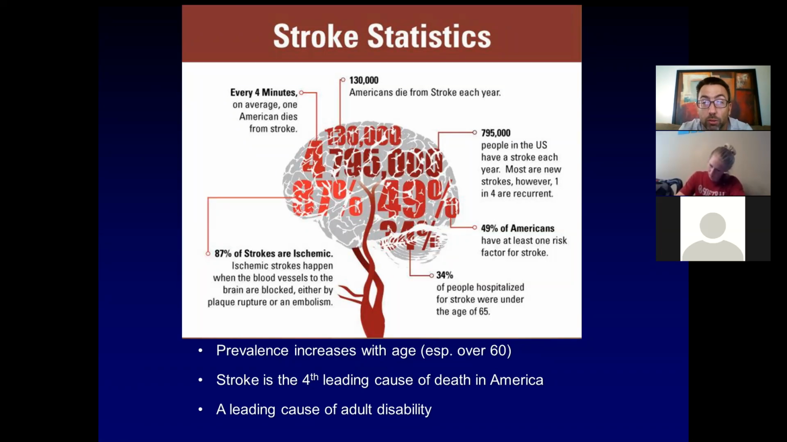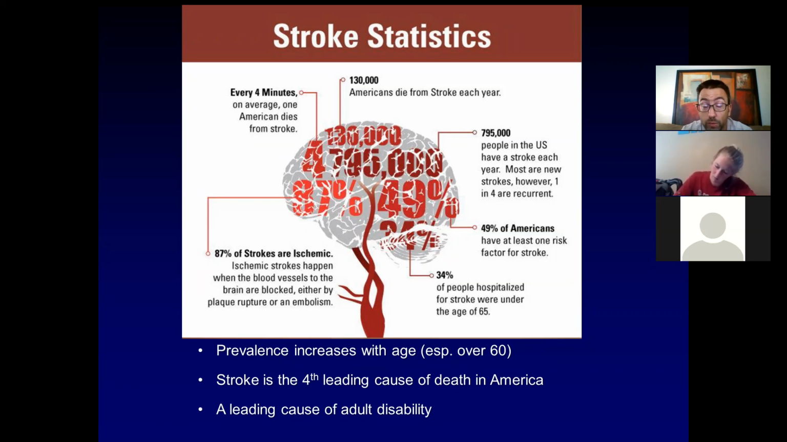The prevalence of strokes tends to go up dramatically in people once they reach the age of 60. Okay. So about every 4 minutes, a person dies in America due to a stroke. About 130,000 Americans die every year from a stroke. So COVID has now almost killed as many people since, like, February or something, as people that die from strokes every year. Okay. So about 50% of Americans have at least one risk factor for a stroke.